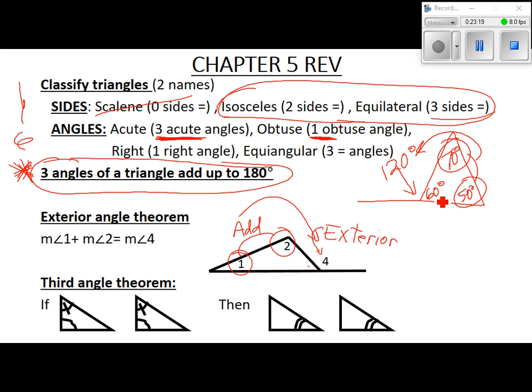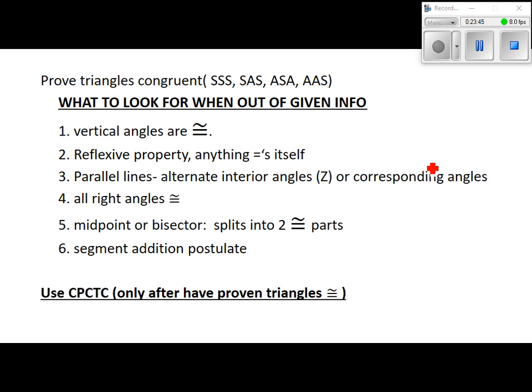Next thing we had, third angle theorem. These two angles in these two triangles are congruent. These two angles are congruent. What has to be true about this third pair of angles? They have to be congruent. Nothing really hard about that. Fill in what you need to fill in on this one.